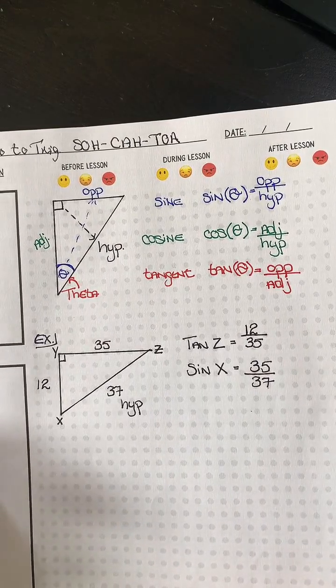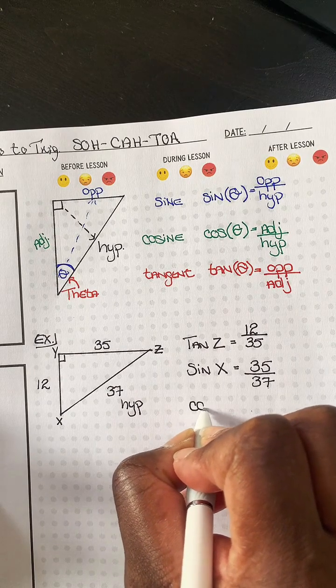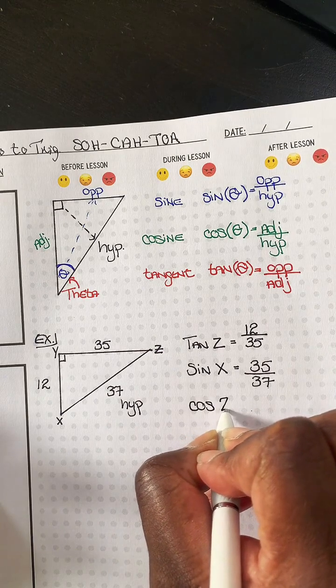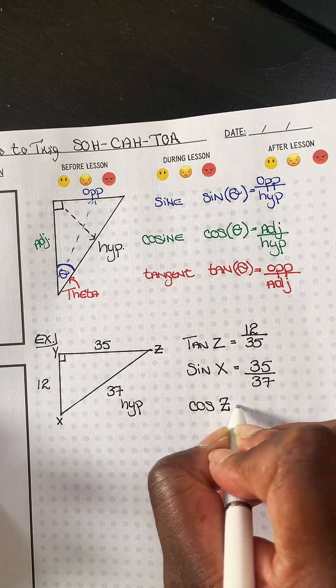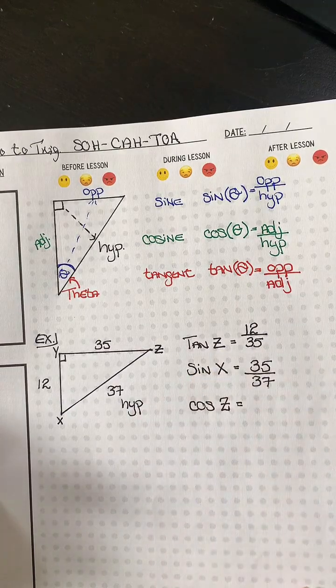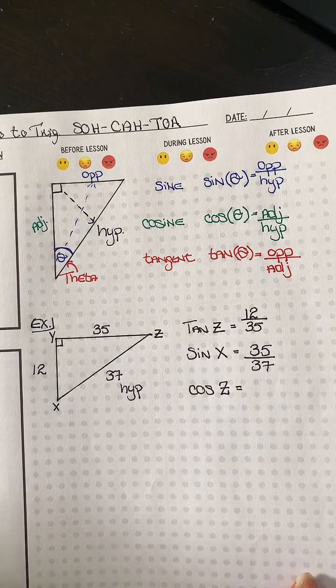Okay, so what happens if I said the cosine, and then I'll switch to another one. What happens if I say the cosine of Z? What would be the cosine of Z?